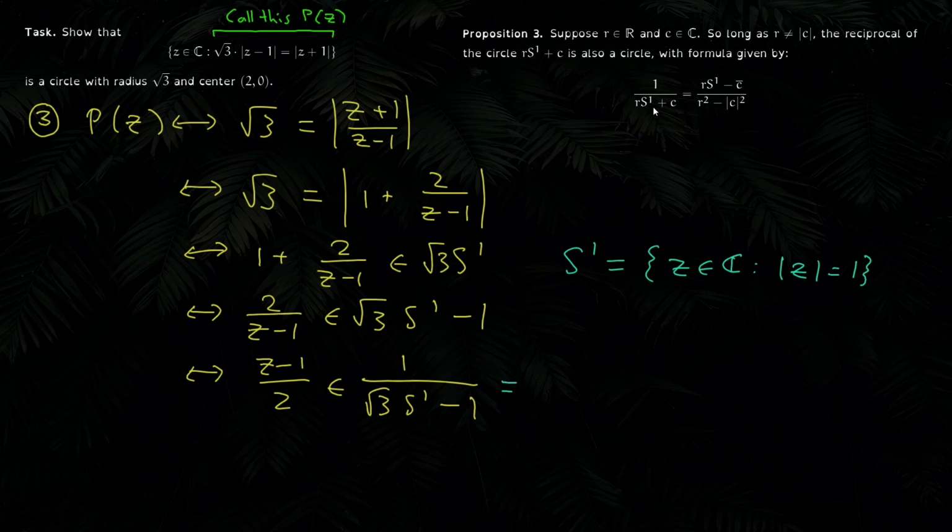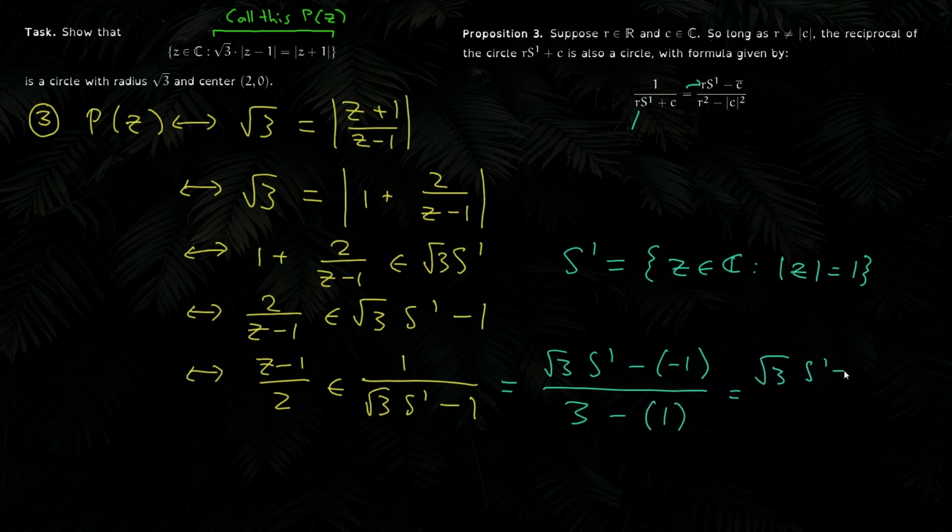Right, equals, now that the coefficient of S1 on the left goes up here, so the root 3 is going to go into this position. Then we subtract the conjugate of the old center. The old center was at -1, and so we need to subtract the conjugate of -1, which is just -1. Then on the bottom, we square r, and we subtract the modulus squared of the old center. So we're going to square r, then we'll subtract the modulus squared of -1. And so basically we're subtracting 1 here.